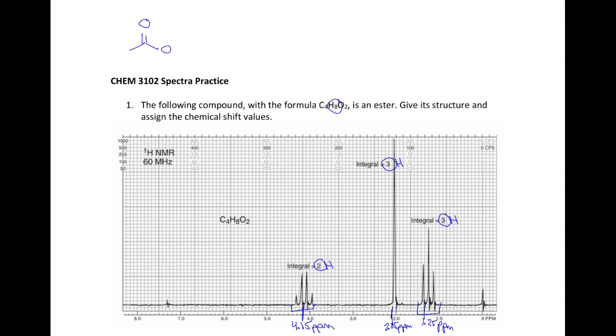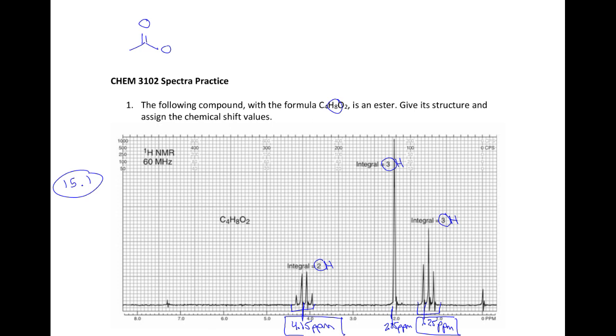Obviously the one with the highest chemical shift is the most deshielded, and the one with the lowest chemical shift is the most shielded. If you remember the table that we would have looked at in 3101, table 15.1 in Klein, the 3rd edition, it gives some really nice pointers on how to estimate chemical shifts.